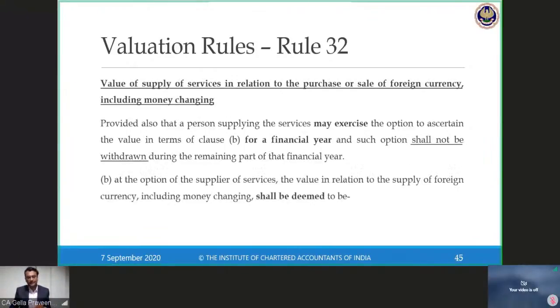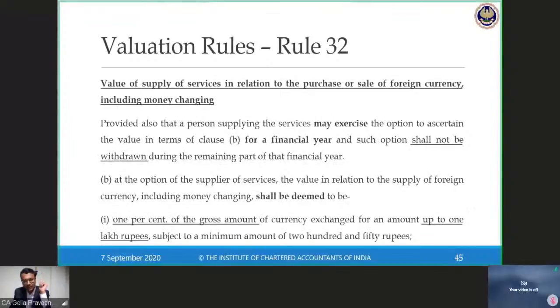What it says is that the value in relation to supply shall be deemed to be 1% of the gross amount of currency charged for an amount up to 1 lakh rupees, subject to a minimum amount of 250 rupees. So they are saying that 1% of the gross value up to a sum of rupees 1 lakh, where on 1 lakh 1% is whatever you get. They say minimum 250 rupees you have to pay.